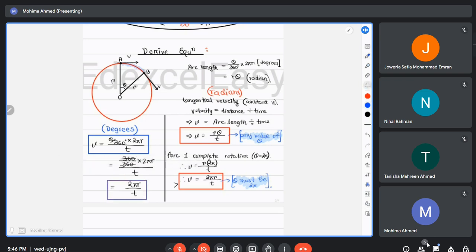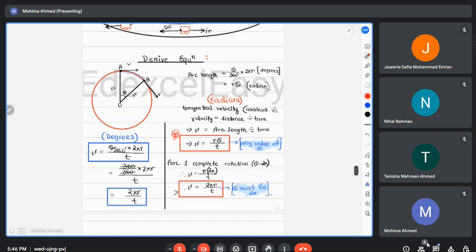But they do change the value for your theta very often. In most of the question papers, they change the value for your theta. So try to remember this equation and then derive from this equation. This is the most important equation: tangential velocity in terms of radians. Okay, now let's measure the angular velocity.